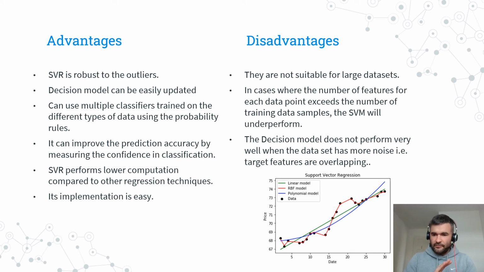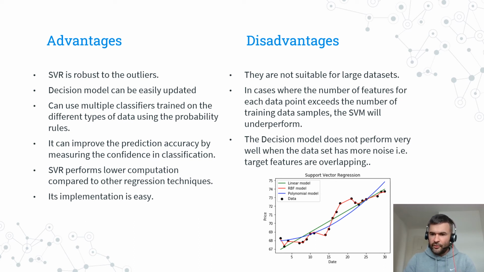SVR, support vector regression, can perform in a lower computational environment compared to other forms of regression. And of course, its implementation is very easy. For the amount of power SVR, SVM holds, its implementation is probably one of the easiest we can do, either using scikit-learn or completely from scratch using the mathematical functions in NumPy.